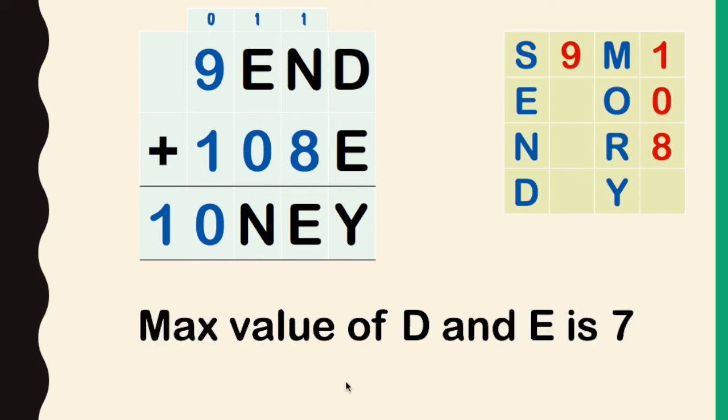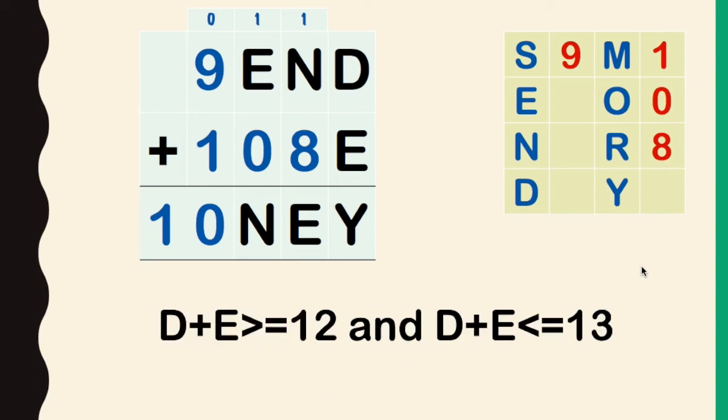The second thing we know, that the maximum value of D and E is 7. Why? Because 8 and 9 are taken. So this means D plus E is less than or equal to 13. Why 13? Why not 14? Because D and E cannot be the same. So one can be 7, one can be 6. So D plus E has to be less than or equal to 13. So now we have these two conditions, D plus E is greater than or equal to 12 and D plus E is less than or equal to 13. Which means we have two options for Y. Y can be either 2 or 3.